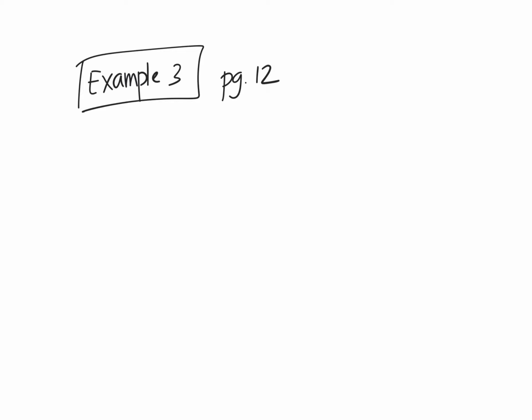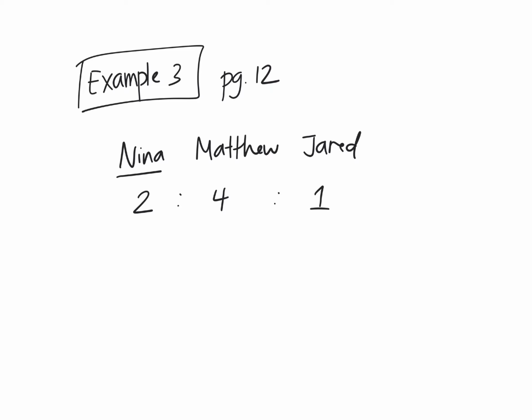Okay, so let's write down what we know. We're told that Nina, Matthew, and Jared ran for student council president, and the votes are in a ratio of 2 to 4 to 1 in that order of Nina, Matthew to Jared. It's very important that we write the ratio in the correct order of the people. So it's a ratio of 2 to 4 to 1 for the votes.